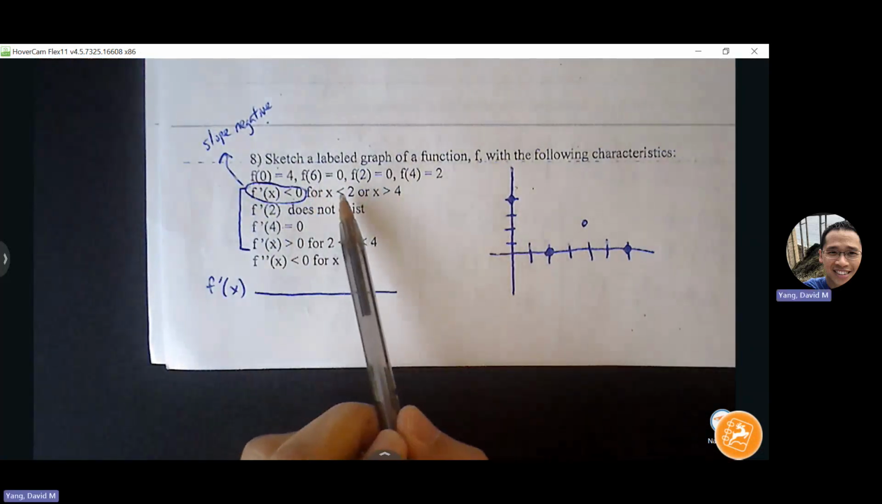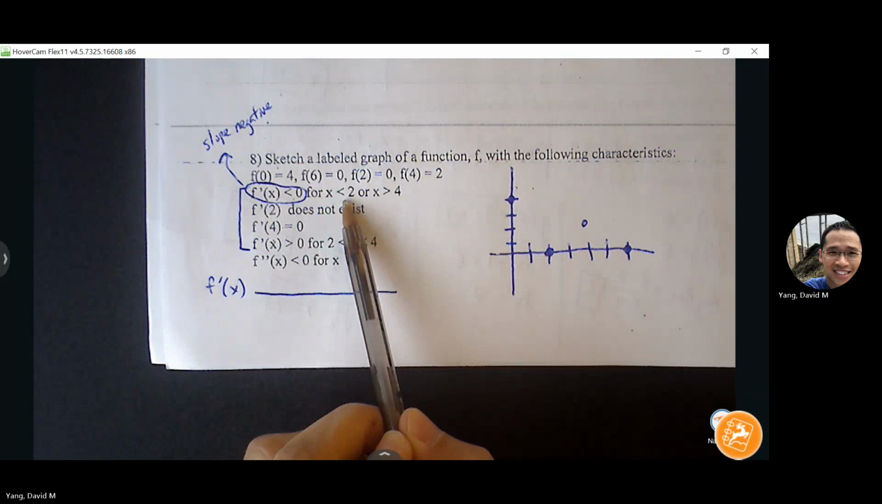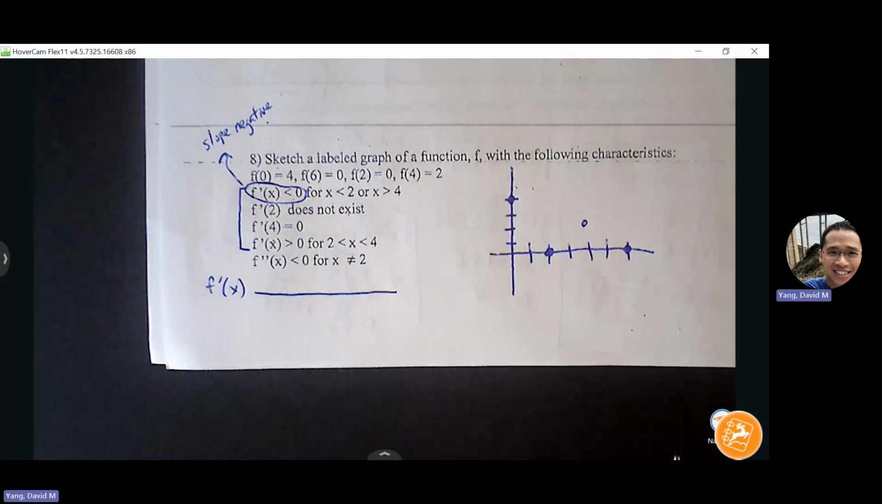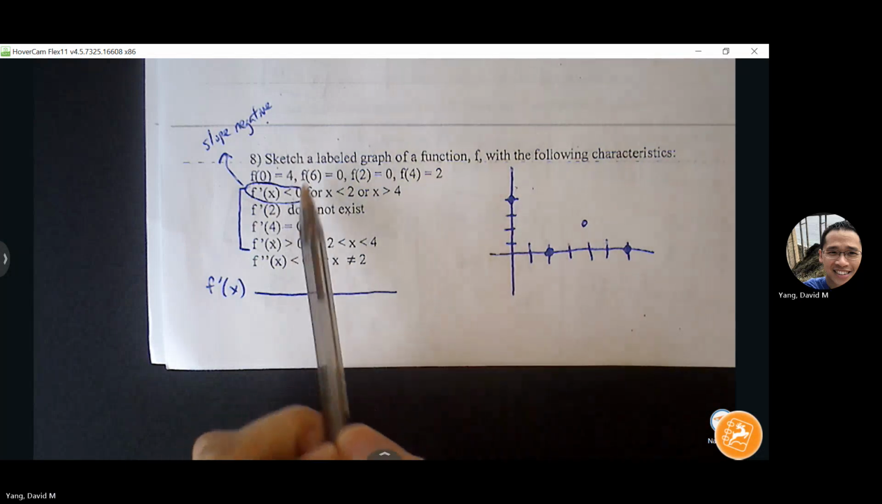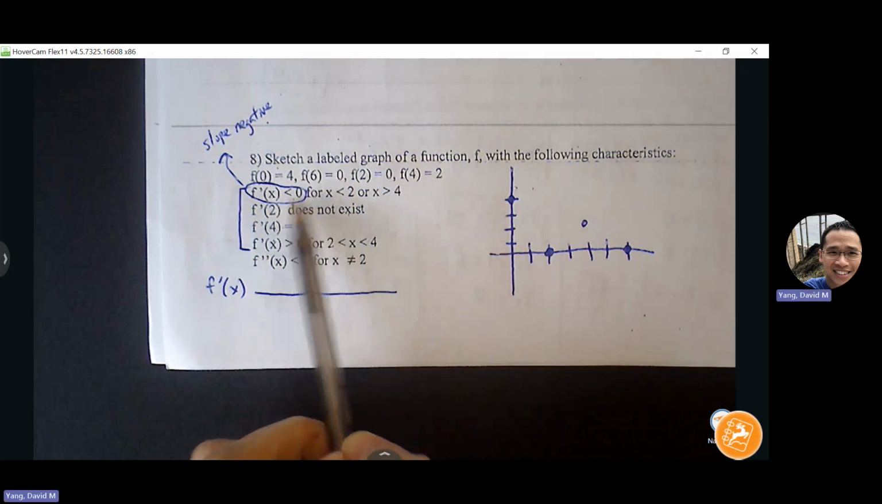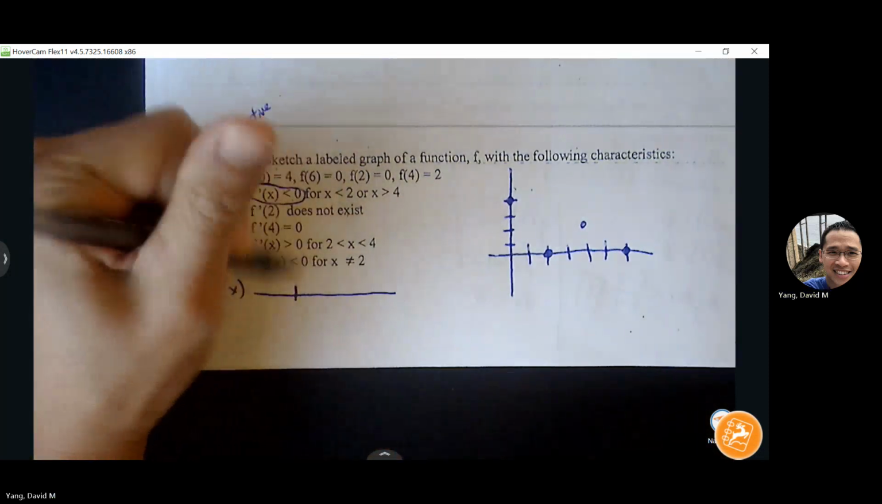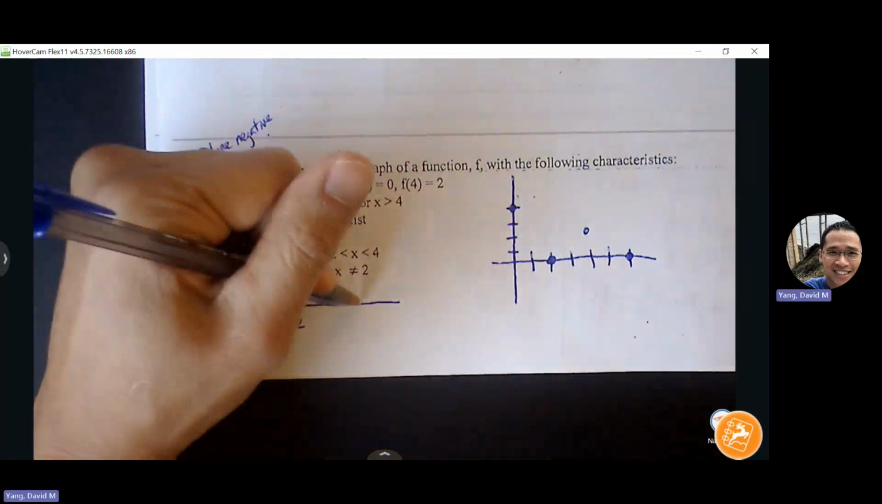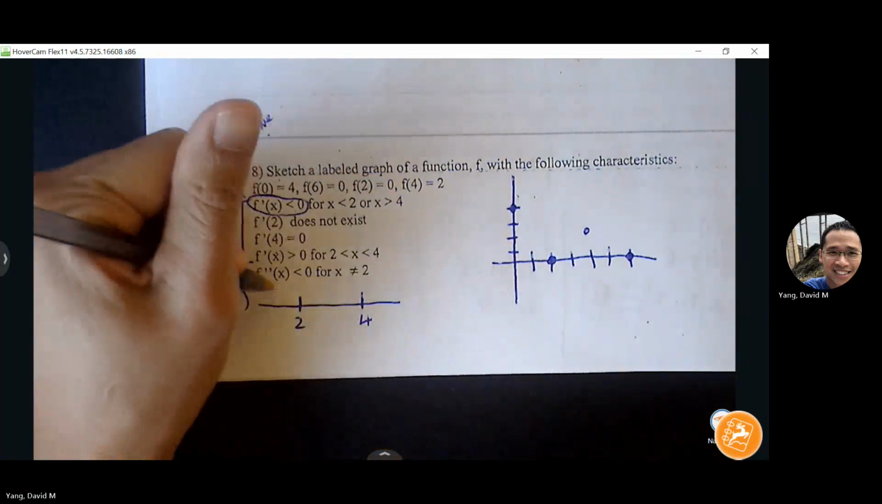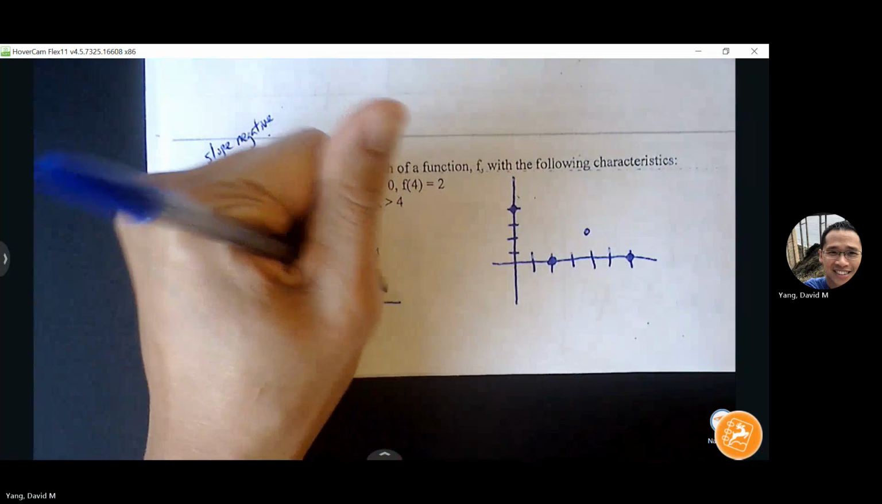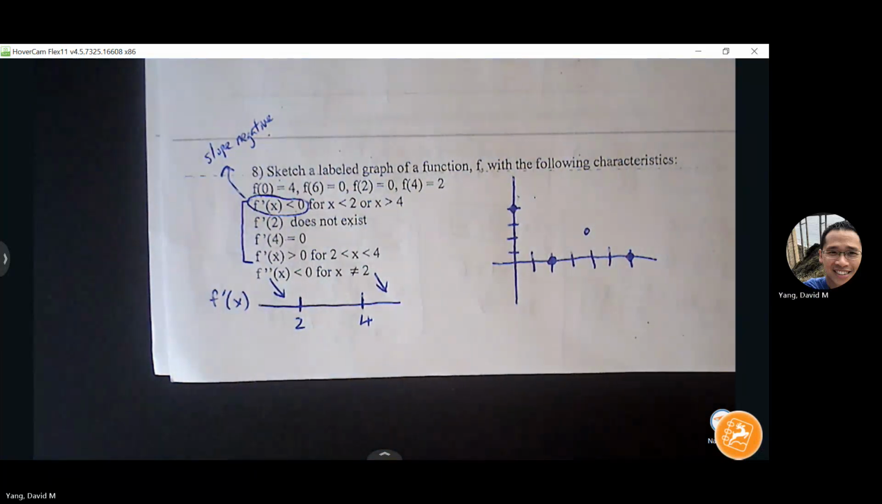Okay, where is my slope going to be negative? Yeah, so here f prime of x less than 0, where's slope going to be negative? Left of 2 and or to the right of 4. Okay, everybody good with that?